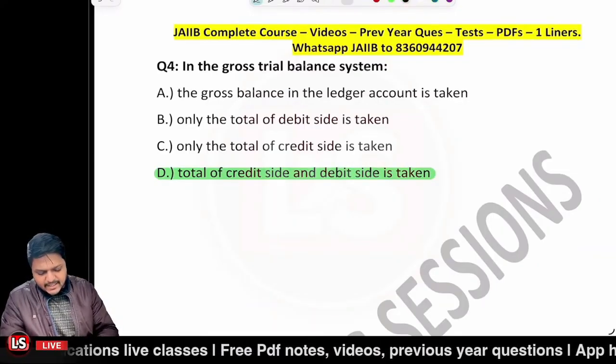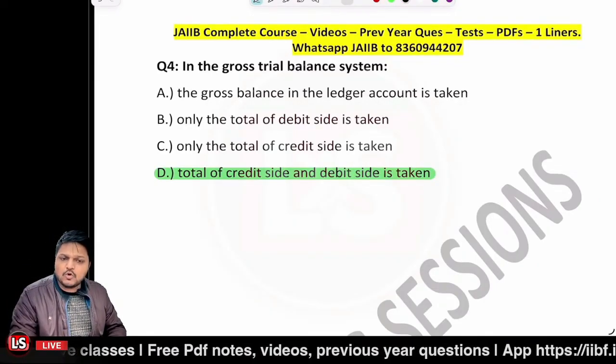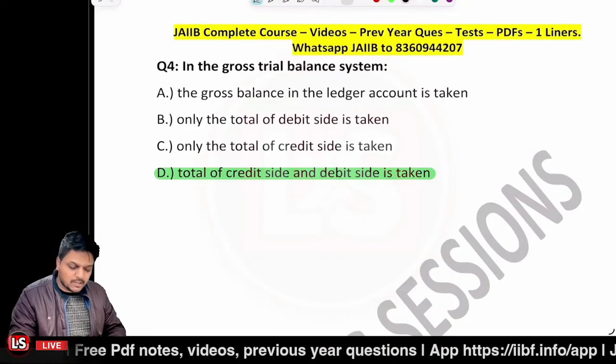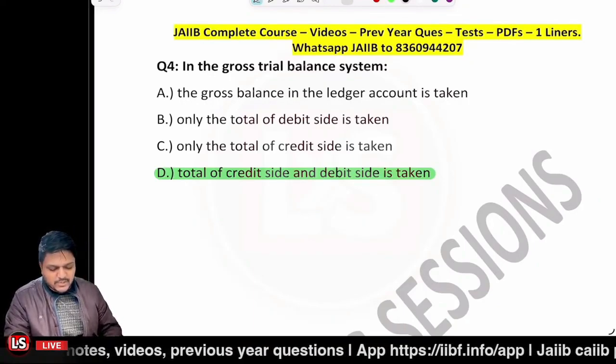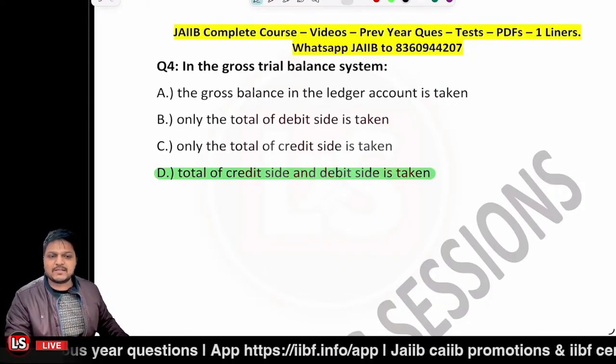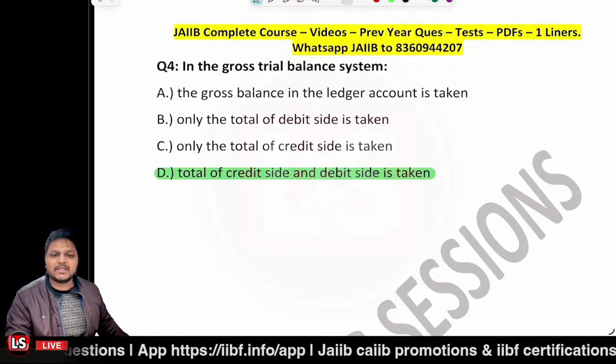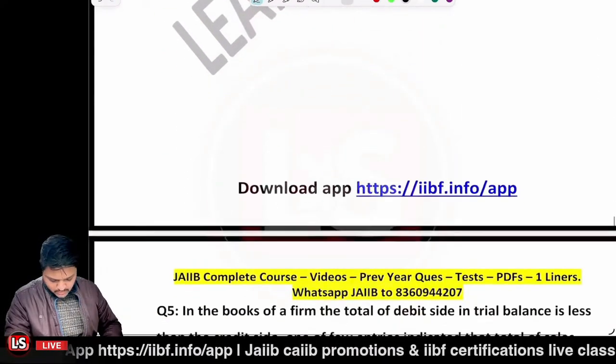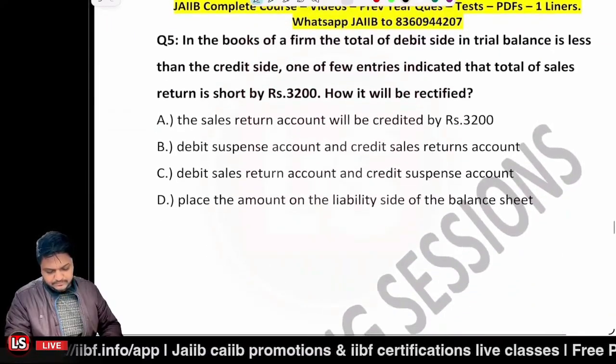Total of the credit side and the total of the debit side is to be taken. No balancing is to be done in case of individual accounts. Whereas in the case of the net trial balance system, the balancing is to be done and net balance is to be taken to the trial balance. Right? Now, let's move ahead toward question number 5.